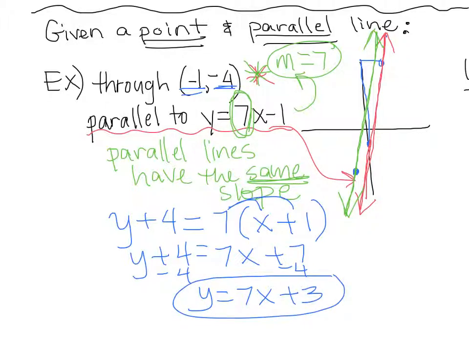Okay, and so that means that that second line that I drew, it would end up crossing the y-axis here at +3, and it would then run parallel to that other given equation. Okay, I'd like you to try another one just like this.